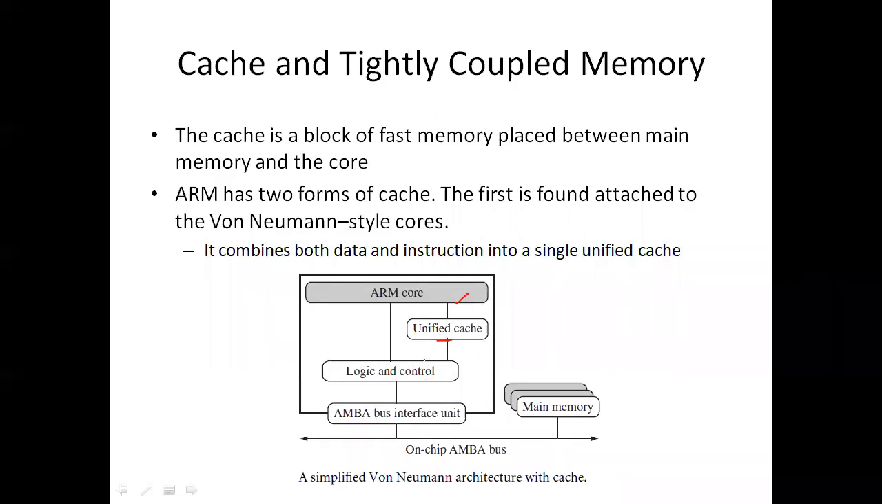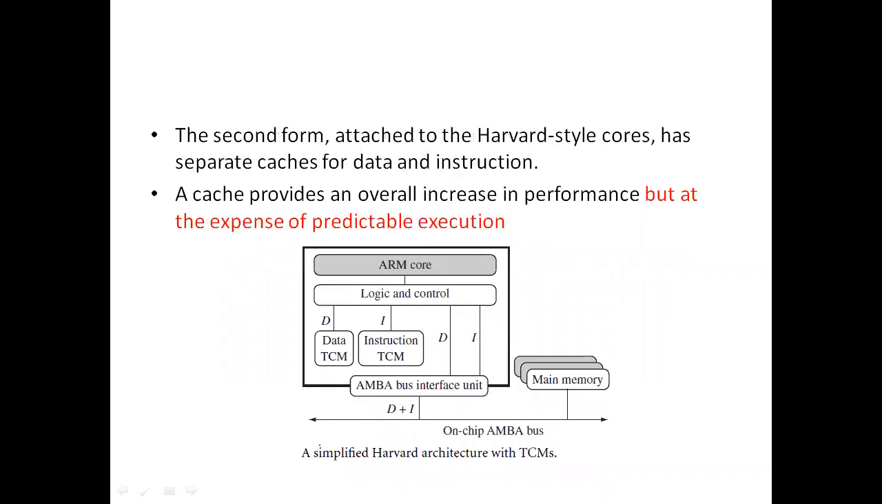Here one thing you have to observe is that there is only one single block of cache memory. The single block is used for both data as well as instructions. This is the case for a von Neumann style of ARM core. The second form is the one attached to the Harvard style core. The ARM processor is available in both Harvard style as well as von Neumann style. In Harvard style, as we know, there is a separate set of buses for accessing instructions as well as data. Because of that, we have a separate block of memory for the instructions and a separate block of memory for the data.